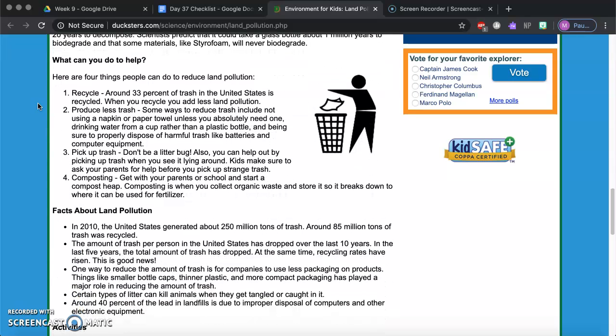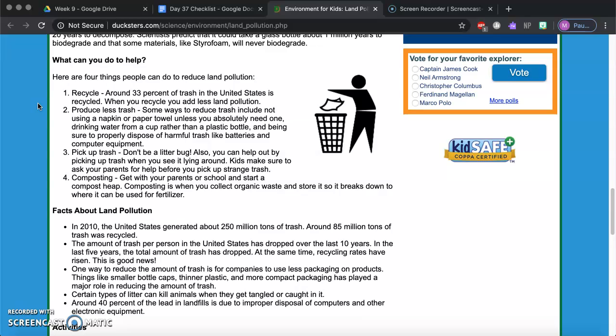So what can you do to help? Here are 4 things people can do to reduce land pollution. 1. Recycle. About 33% of trash in the United States is recycled. When you recycle, you add less land pollution. 2. Produce less trash. Some ways to reduce trash include not using a napkin or paper towel unless you absolutely need one, drinking water from a cup rather than a plastic bottle, and being sure to properly dispose of harmful trash like batteries and computer equipment.